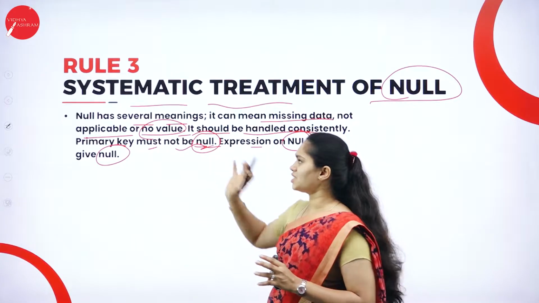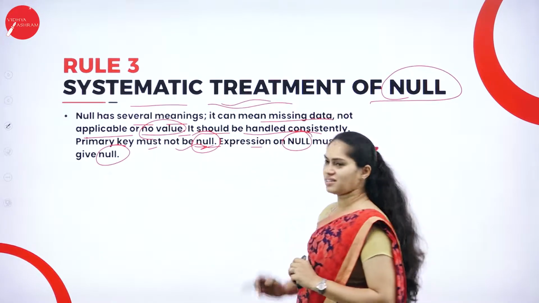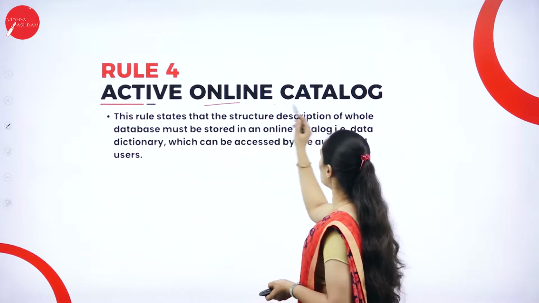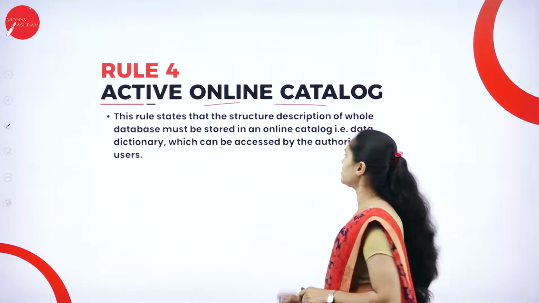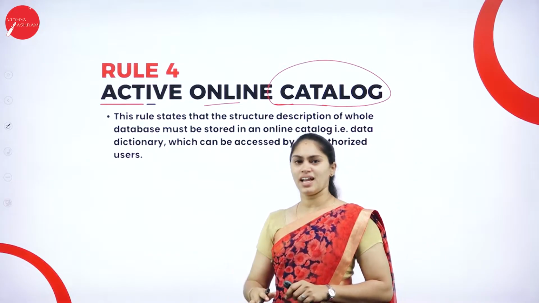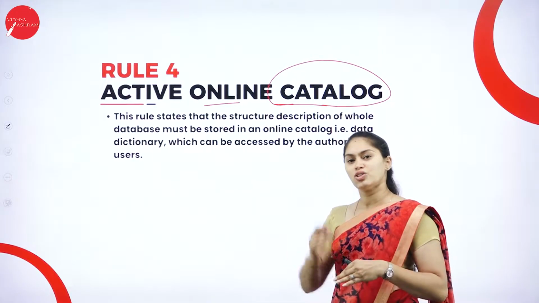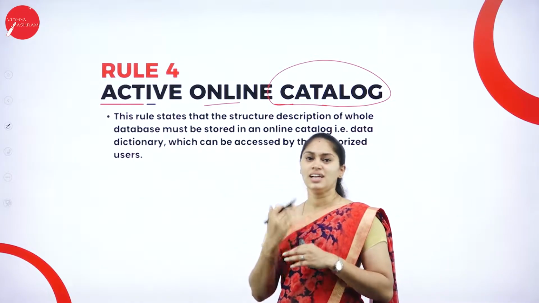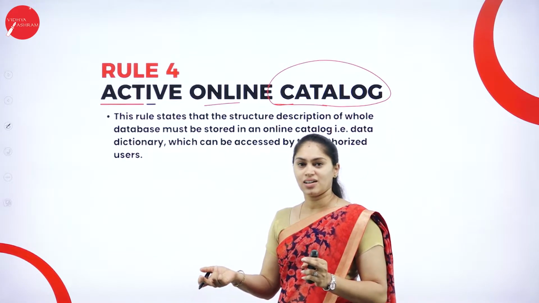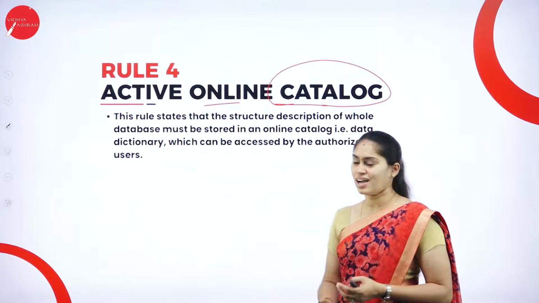These are the things you have to remember when it comes to rule 3, that is systematic treatment of null. We'll see rule 4, that is the active online catalog. Already we know about the catalog, right? That is metadata, data about data. For example, it's like an index in your textbook. Though that index sheet is data itself, if I see it, I can get the data, or else I can get access to other data. We call that a catalog.